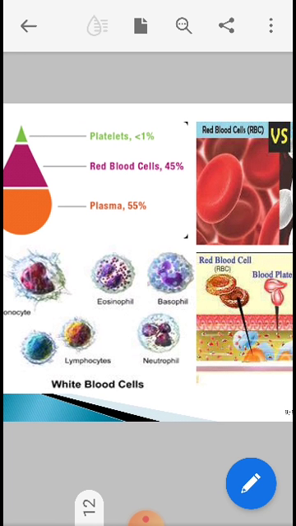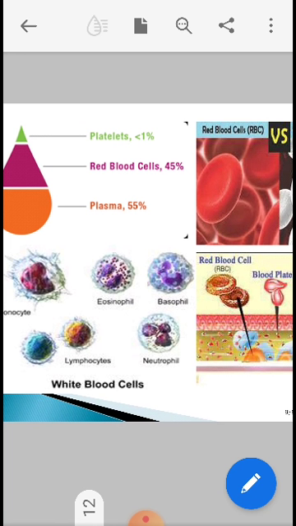So what is the maximum amount in blood? It is the plasma. Now as you can see downside the figure of WBC, this WBC contains monocytes, eosinophil, basophil, lymphocytes and neutrophil. You don't need to go into too much detail about these names. Just remember the constituents of blood, that is RBC, WBC and the plasma.